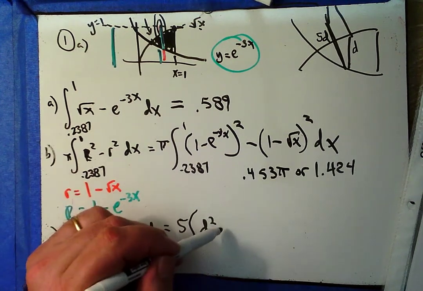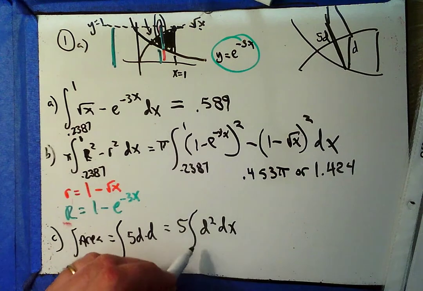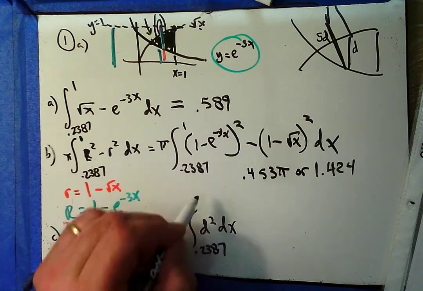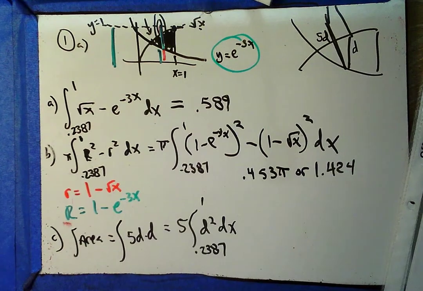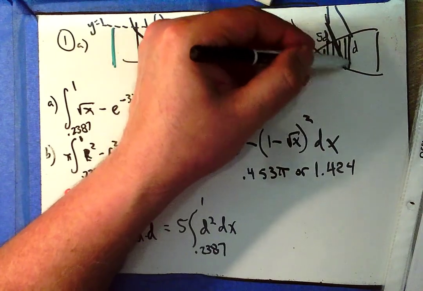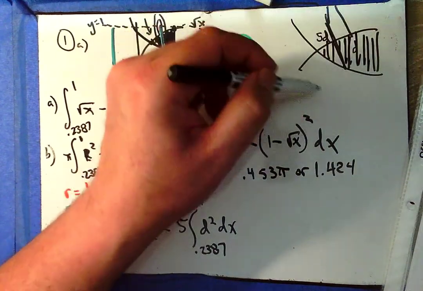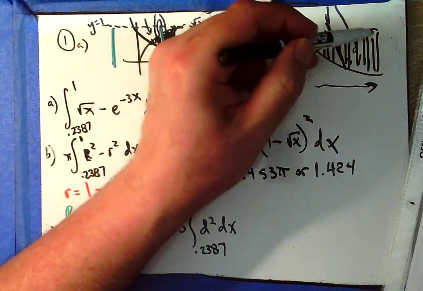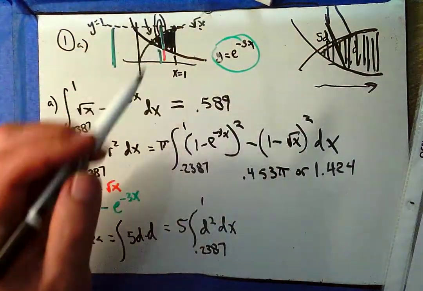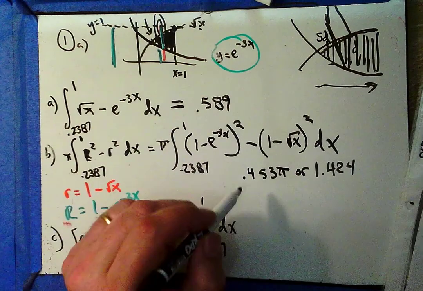squared dx, and I'm going from that same point 0.2387 to 1, which is very convenient. Now all I need to do is define the length of d. Well, I can see that d is changing as x goes this way, and it's always based on what's up here and what's down here. So I think d is top minus bottom.